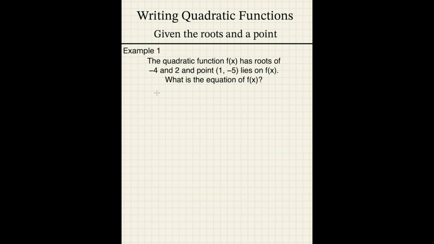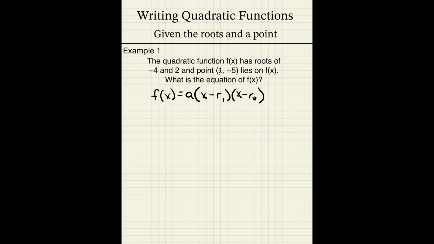So the first step is we need to use this information and put it into factored form. So that formula is a times x minus root 1 times x minus root 2. This is factored form, and this is what you need in order to solve for this equation. So let's see here. What information do we have?